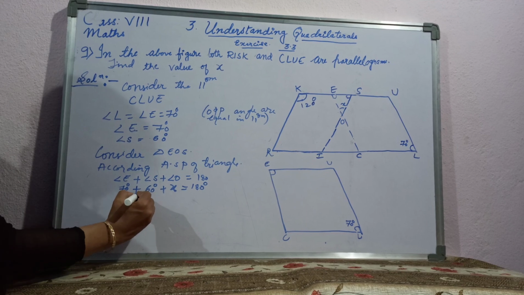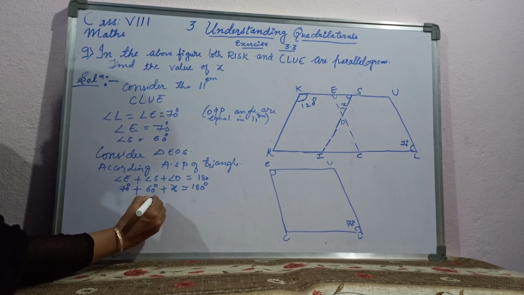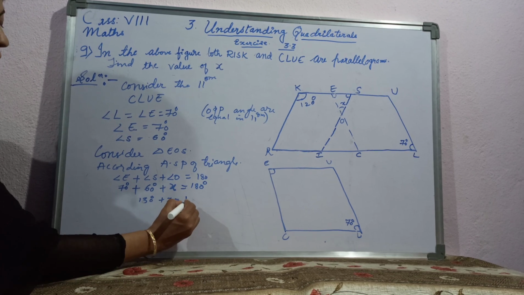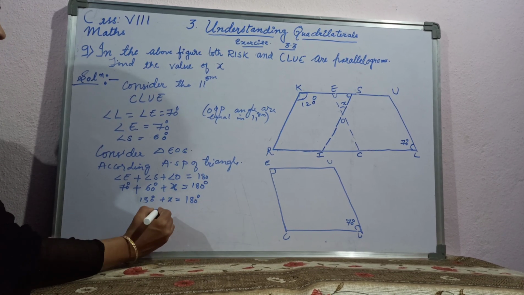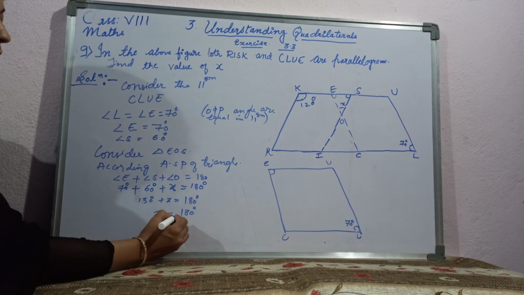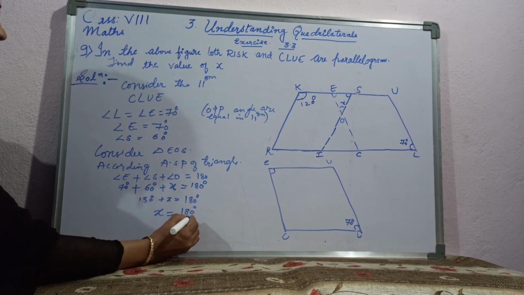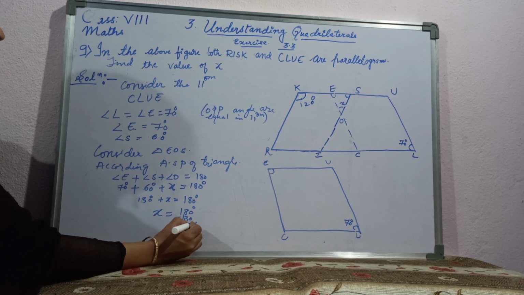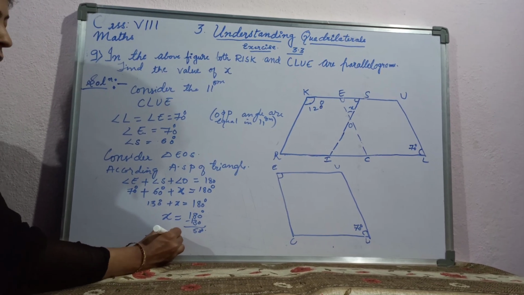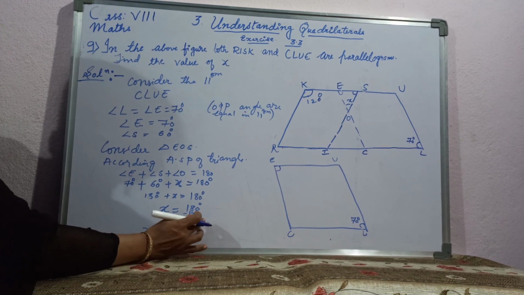60 plus 70 is 130 degrees plus x is equal to 180. As we need the value of x, we transpose the known to the other side. 180 minus 130 gives you 50 degrees. Therefore x is equal to 50 degrees.